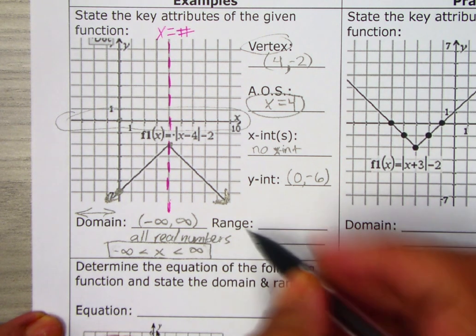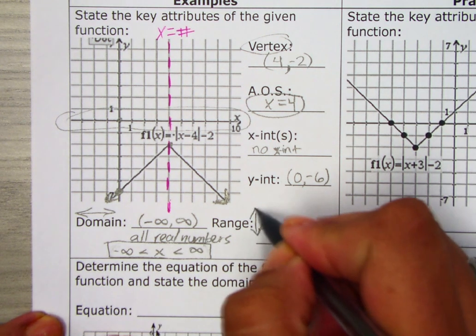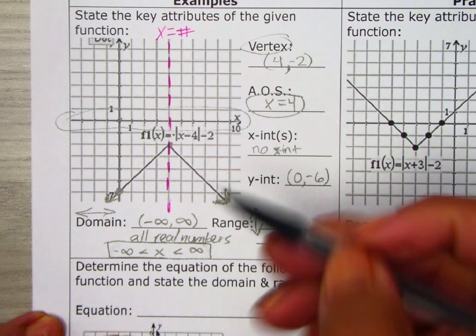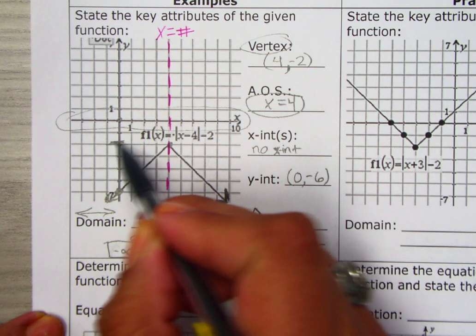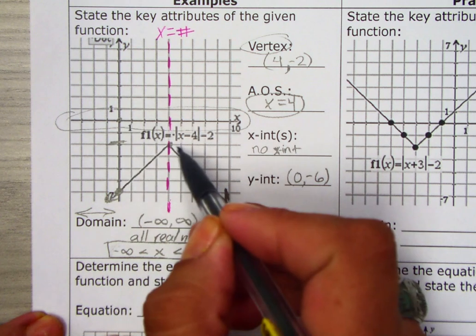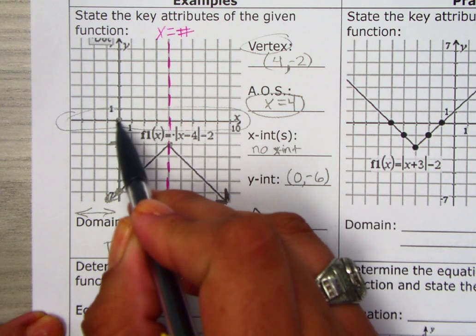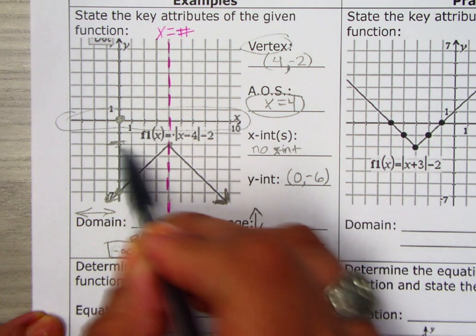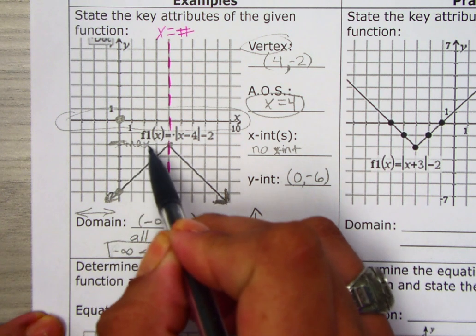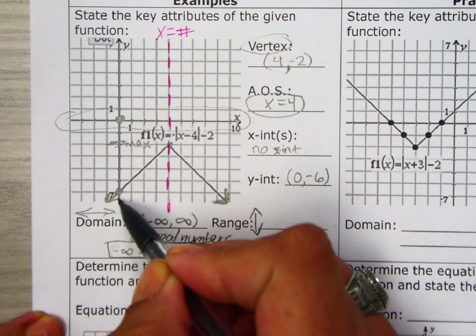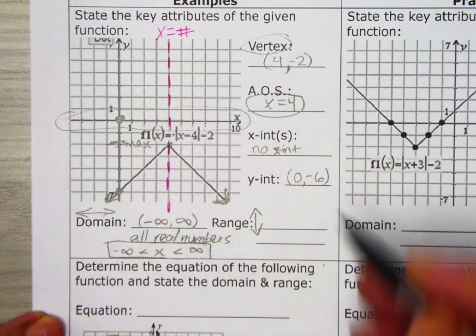For the range, we're looking at the range of the graph going up and down. So the highest value that this graph goes according to the y-axis is negative 2. 0, 0 is right here. Negative 2 is right here. So that's the max. And below that, it just keeps going forever.